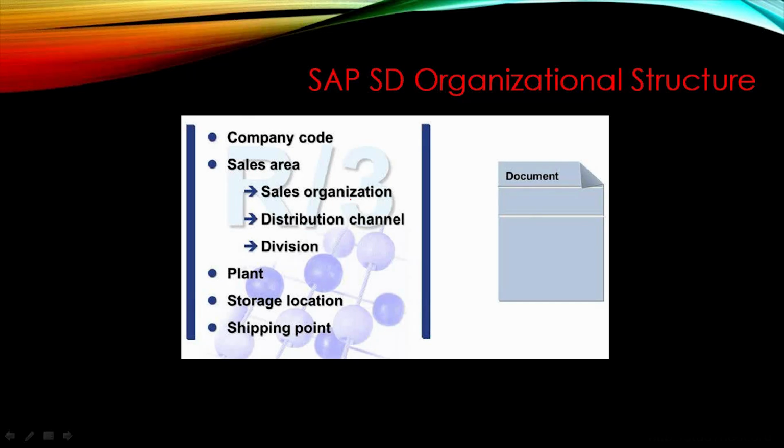In SD they have a sales organization, a distribution channel, a division, and a shipping point. However, they also use the company code, the plant, and the storage location. These three things, company code, plant and storage location, are commonly used between SD, MM and PP. So these are the common org units.